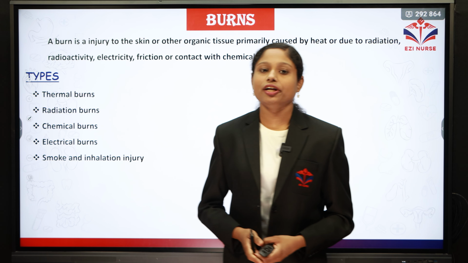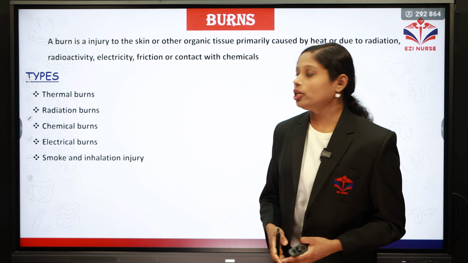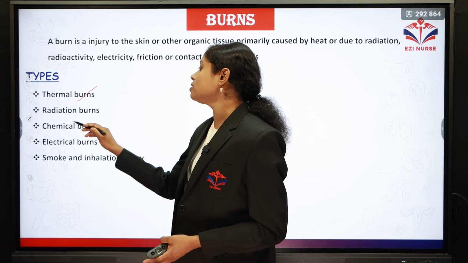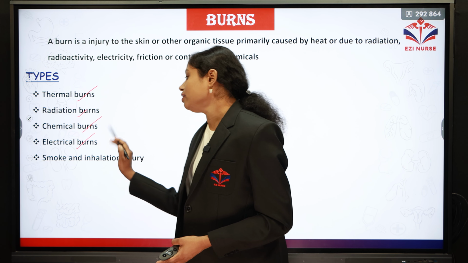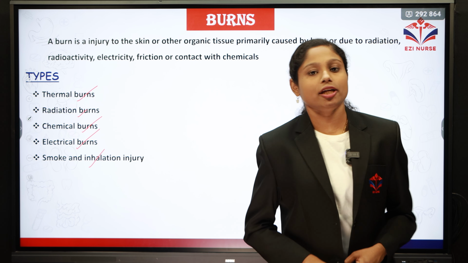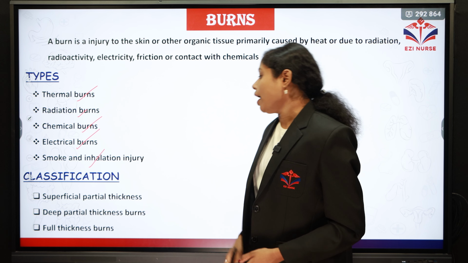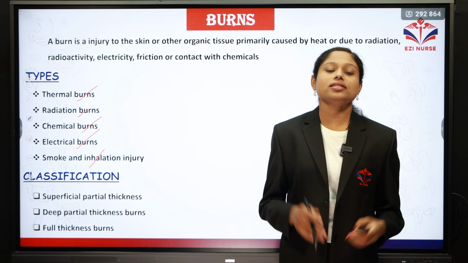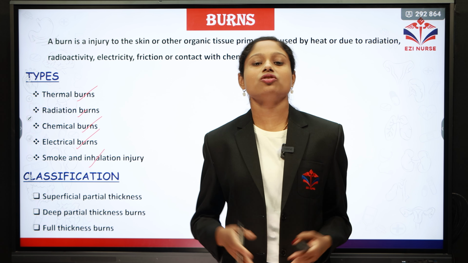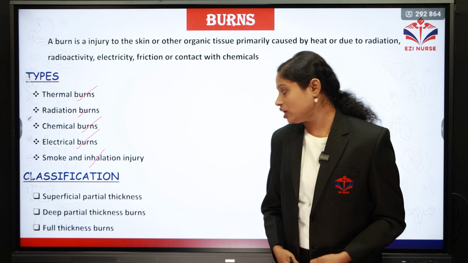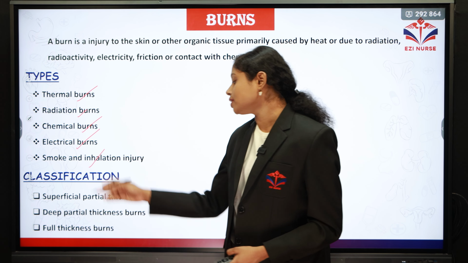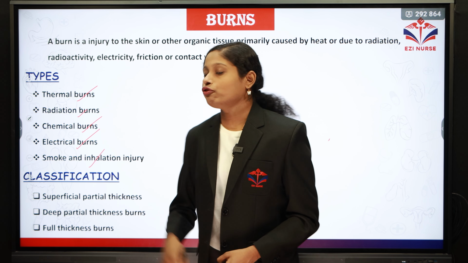It is divided into different types, that is thermal burns, radiation, chemical, electrical, smoke, and inhalation injuries. So these are the main types of burns. Now we will see another important classification. Burns are classified into 3 main categories. So what are the main categories of burns classification? Superficial partial thickness, deep partial thickness burns, and full thickness burns.